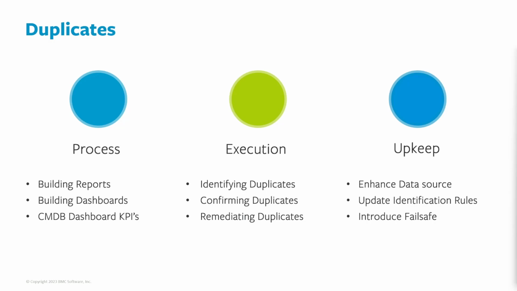Then you're going to have to look at how to remediate those duplicates, and we'll talk about that as well. And then your upkeep: enhancing your data source, updating identification rules, and introducing fail-safes. Of course, enhancing your data source like Discovery or some external database that you're using with HM Integrator or anything like that. You might have to get a new TKU update in Discovery. And maybe your data source isn't complete and you're going to have to figure out a way to gather more data in that database. If not, then you have to update your identification rules so that it can make use of your data sources. We'll talk about that a little bit too.